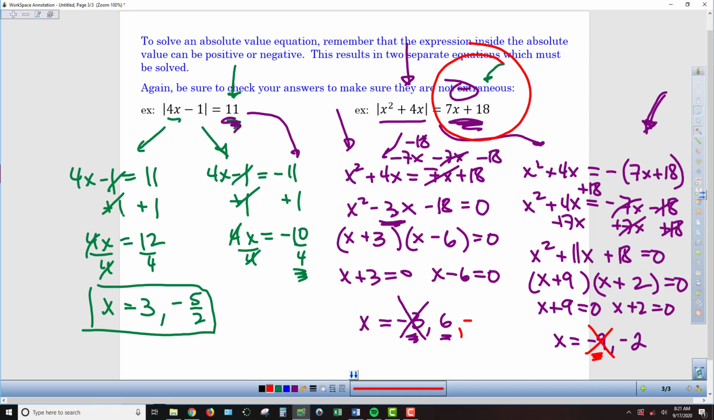So I'm going to add that to my list over here, and so here are my two answers to this question. So again, when it comes to these rational equations that we studied previously, these radical equations, and these absolute values, we have to be mindful about checking our answers when we're finished to make sure that those solutions are not extraneous.